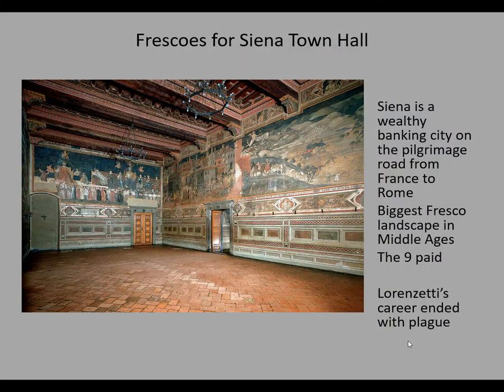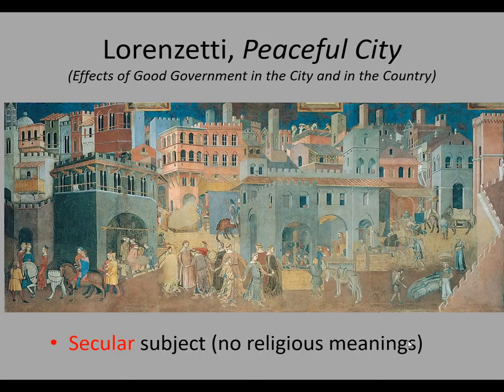Siena also had the landscape painter, well, he painted other things, Lorenzetti. And this is seen as the biggest fresco landscape in the Middle Ages, paid for by these nine. They're called the Nine in Siena. They were nine wealthy people who kind of ruled everything. Unfortunately, Lorenzetti died of the plague very quickly. But this is one of his panels in the town hall.